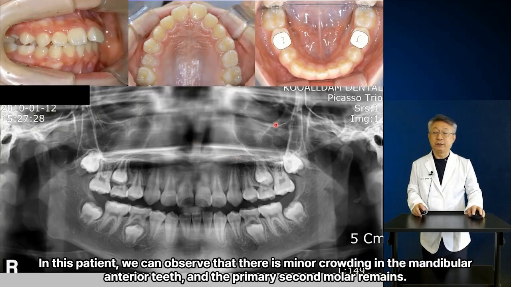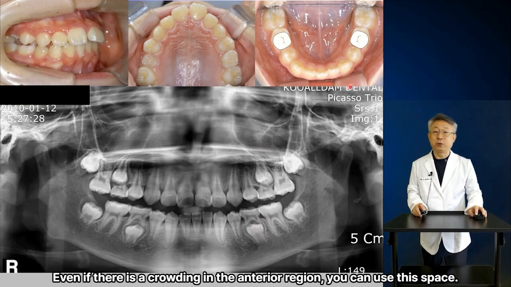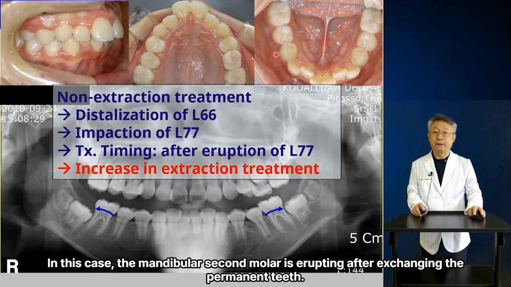In this patient, we can observe that there is minor crowding in the mandibular anterior teeth, and the primary second molar remains. As you know, the erupting second premolar is smaller than the primary second molar. Even if there is a crowding in the anterior region, you can use this space. In this case, the mandibular second molar is erupting after exchanging the permanent teeth.